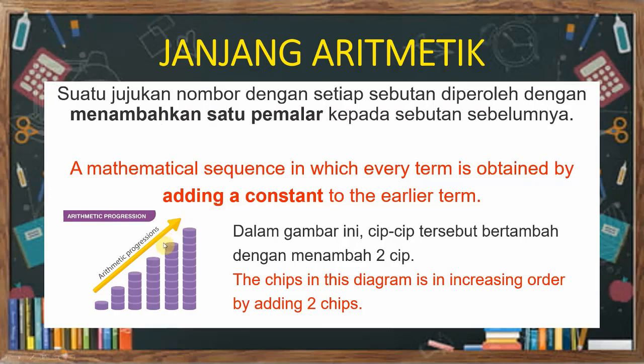From this diagram, we know that it starts from 1. By adding 2, it becomes 3. By adding 2 again, it becomes 5. By adding another 2, it becomes 7. Adding 2, it becomes 9. And adding another 2, it becomes 11. So there is a pattern where it is by adding 2 each time. So it is an arithmetic progression, in which the constant is 2.